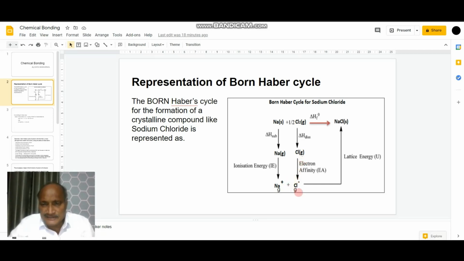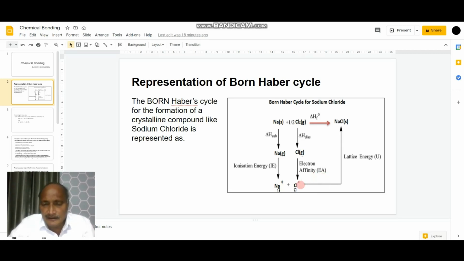Then coming to the fourth step, that is electron affinity. Here a gaseous chlorine atom is added with one electron, and this step is called electron affinity. During the addition of one electron to the gaseous chlorine atom, converting it into a chloride ion, a certain amount of energy is released, and that energy is simply called the electron affinity, EA.